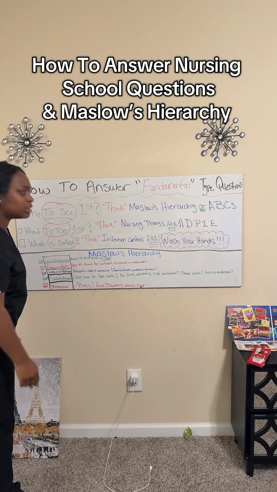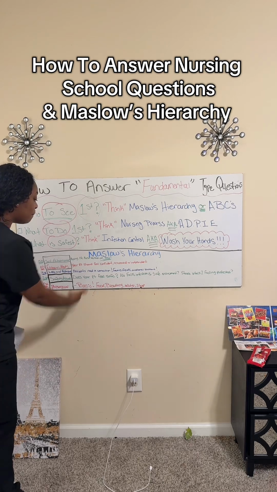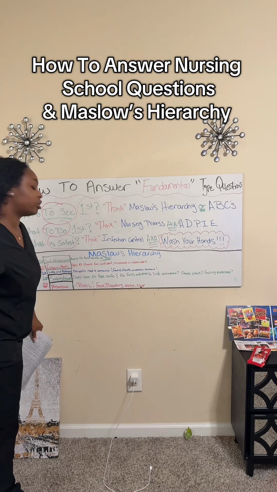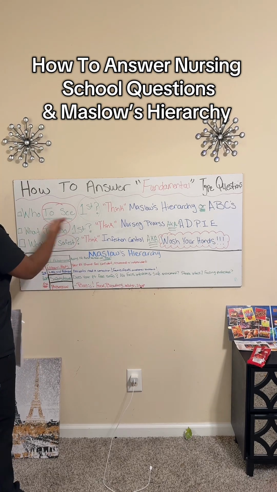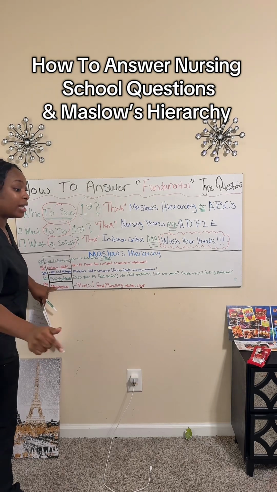Might as well say that's Maslow's hierarchy because, baby, I just said down here the physiological is the basic: food, breathing, water, sleep. What is ABCs? Airway, breathing, circulation. So, who to see first? Who needs what right then?